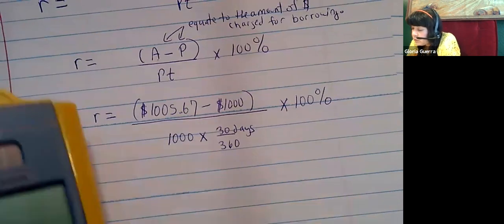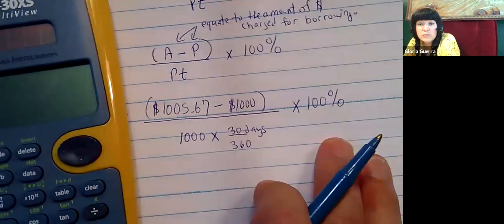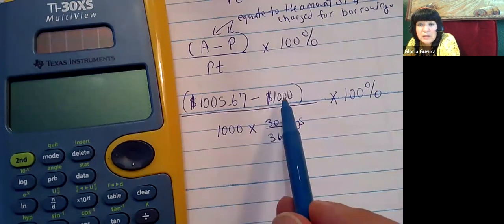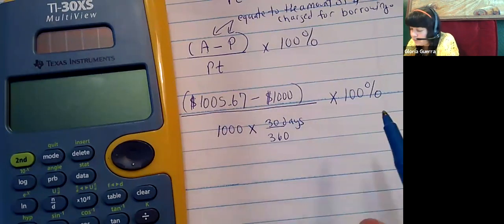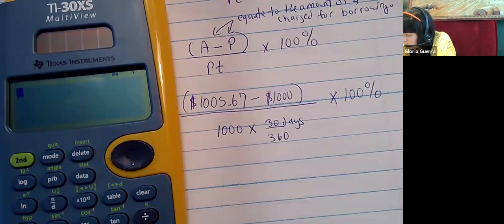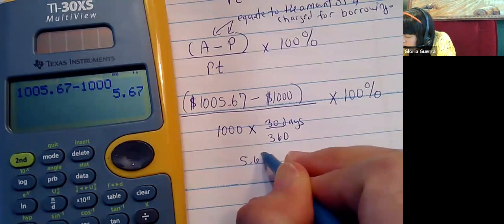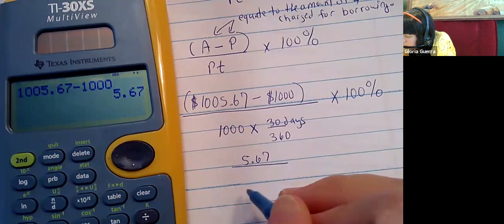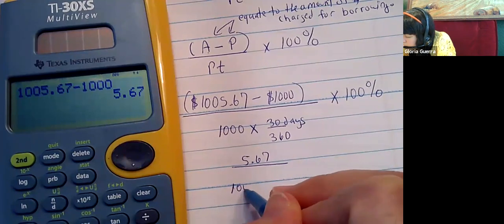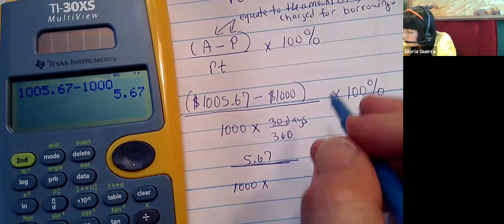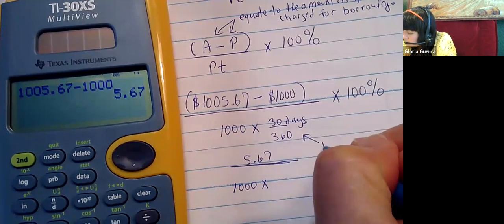So now I'm going to do this in parts. I'm going to subtract this. So this minus $1,000 should be 567, right? I'll just show you: 1,005.67 minus 1,000. Yeah, it's 567. And then this is times 1,000, that's your principal. And then I'm going to reduce that.